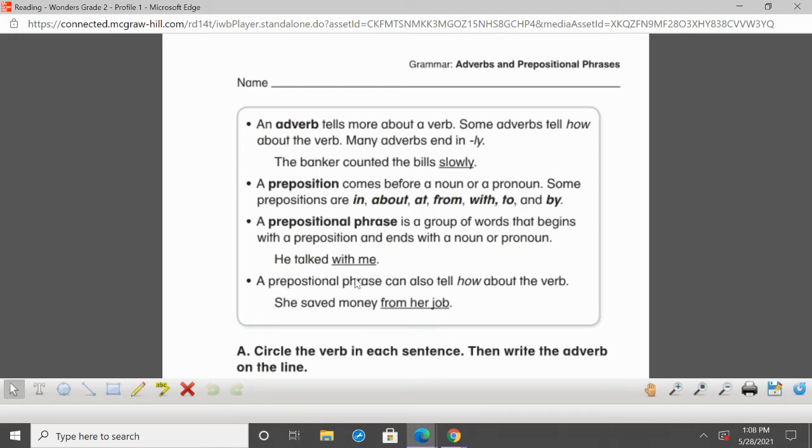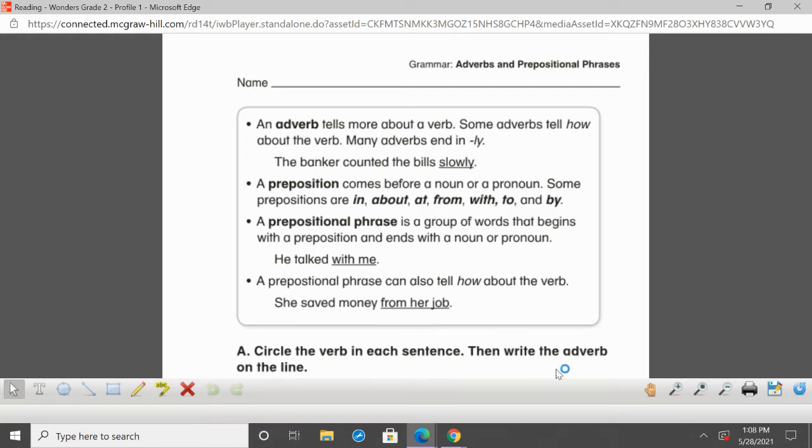And this also helps us describe the verb, and that's what this says down here. A prepositional phrase can also tell how about the verb. So again, he talked with me. We have that preposition and then that noun or pronoun. She saved money from her job. How did she save money? From her job. That tells us more about the verb saved. From is that preposition, and then we have our noun for the finish of this prepositional phrase, from her job.